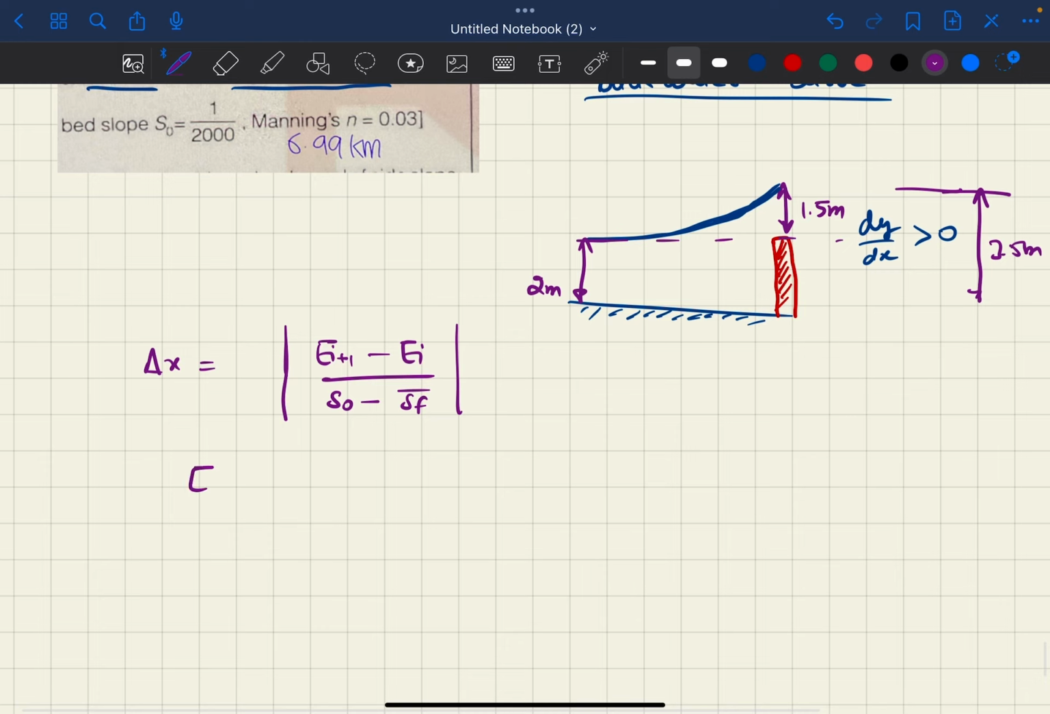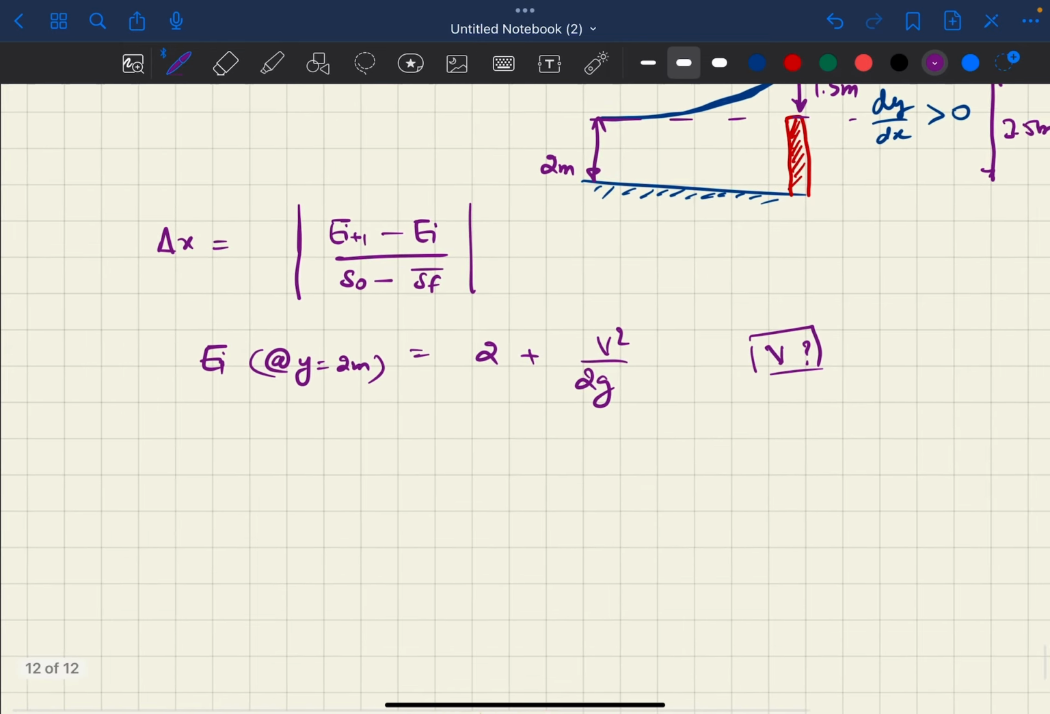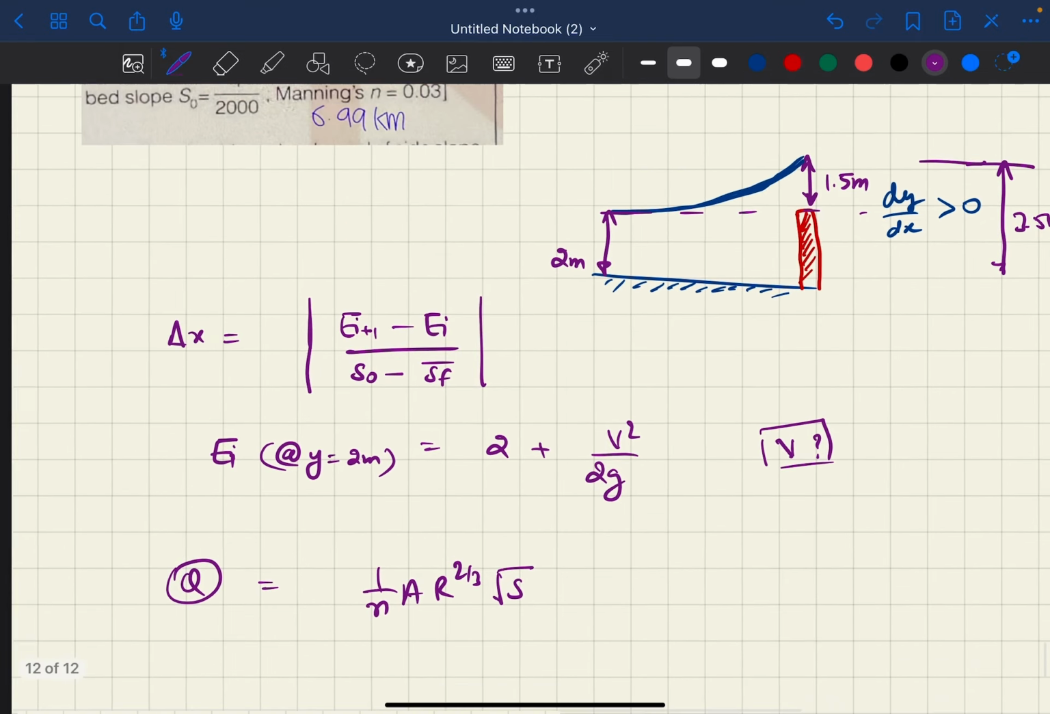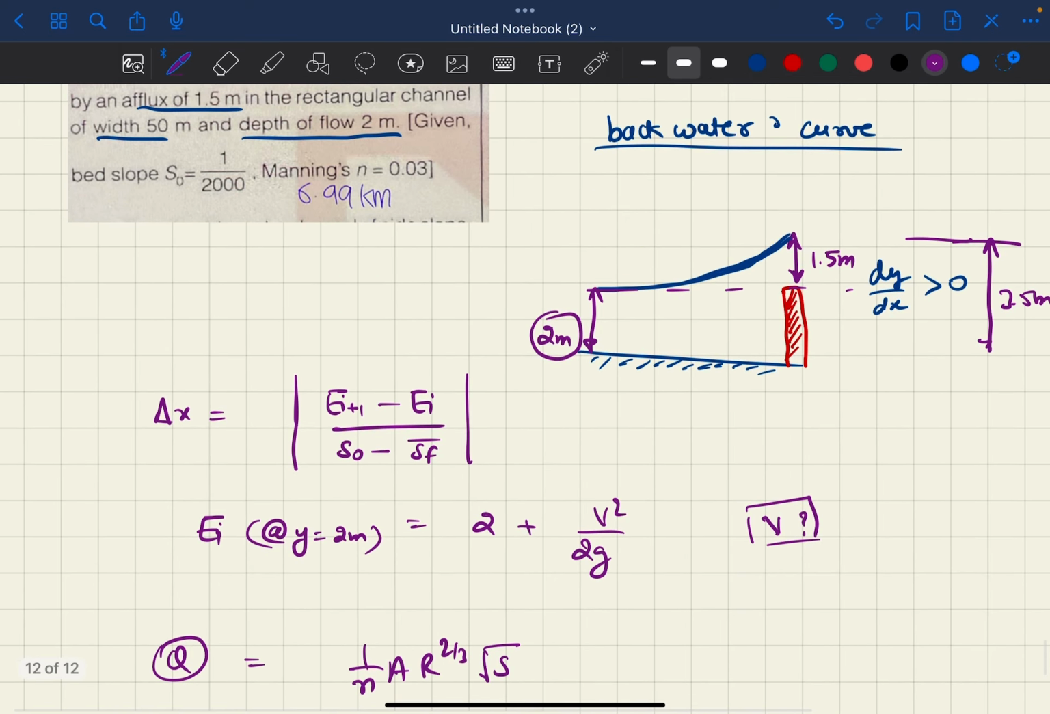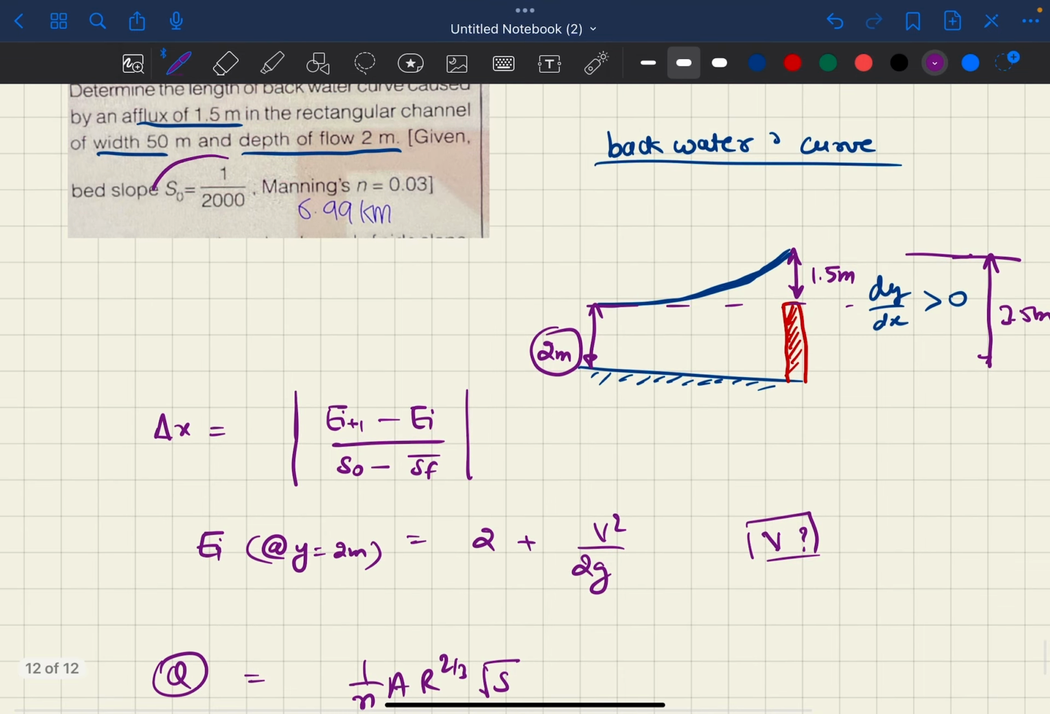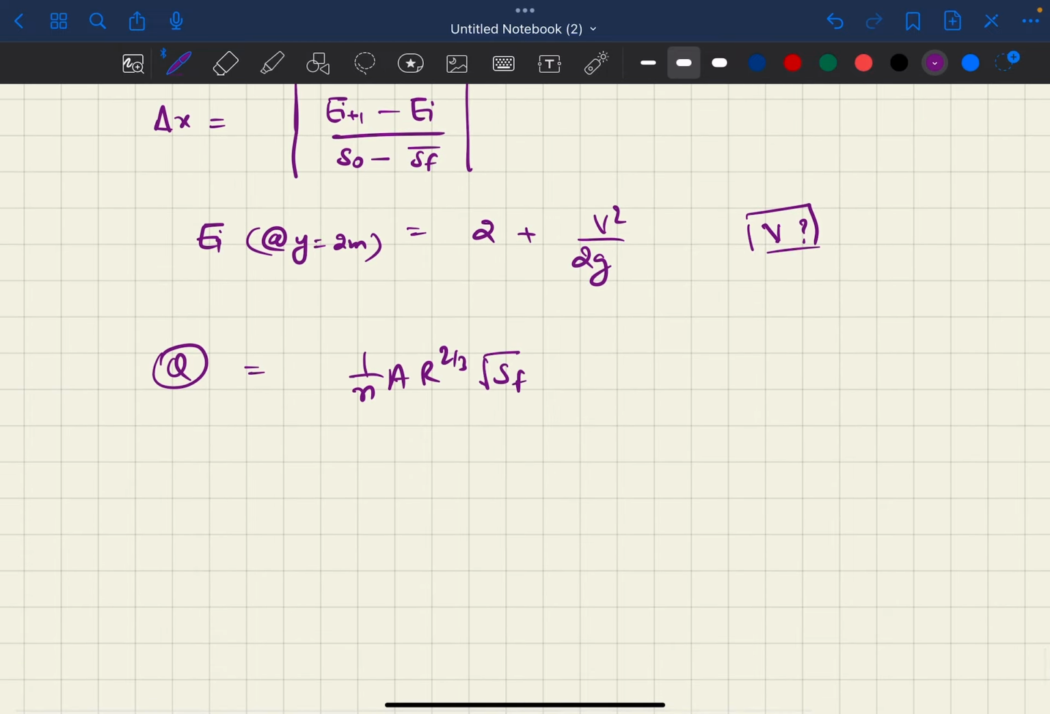So for that we have to calculate Ei corresponding to y equal to 2 meters, which will be equal to 2 plus v square by 2g. So we don't know v here. For v we have to calculate it, but let's calculate the discharge directly. Discharge is equal to 1 upon n A R to the power 2 by 3 under root S. Since this is 2 meters of depth, usually the flow is at normal depth if it's a constant depth. So we will assume that this is a normal depth, and the bed slope is taken as the frictional slope. So this is Sf.